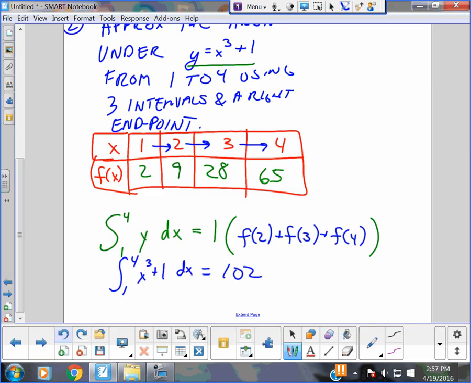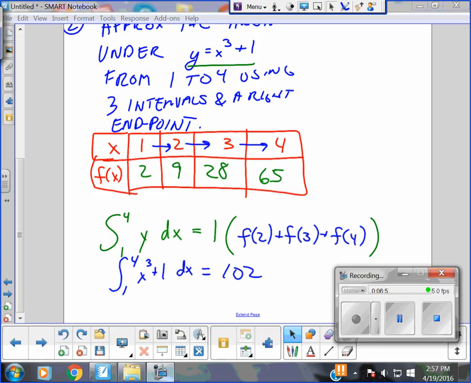Think about it, guys. Is this a problem we probably could figure out right away with our calculator? Absolutely. And is a right endpoint going to be an over or under estimate? I'm almost sure, because if you think about the shape of the curve, this is an overestimate. If we do this integral, we're going to find 102 is too high. All right? Keep practicing. Don't surrender.